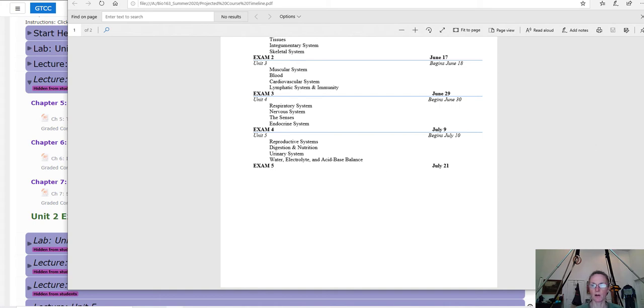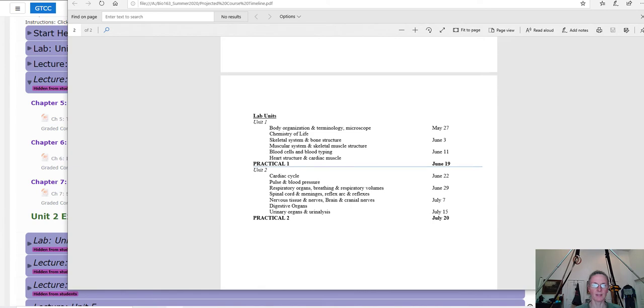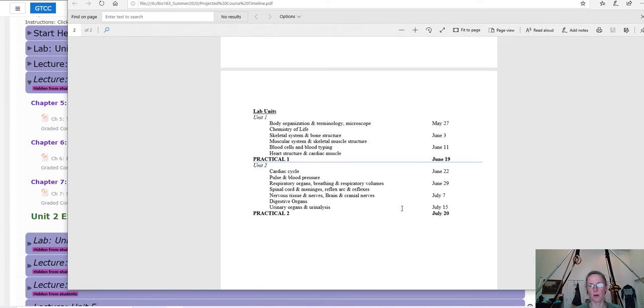So if we look at our schedule here, our final exam, or I should say our last lecture exam, it's not cumulative, will occur on July 21st, which is the last day of the course, and the practical will occur on July 20th.